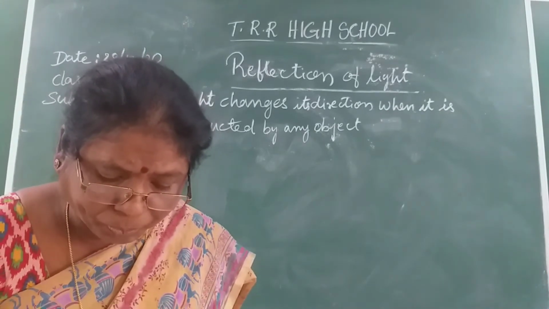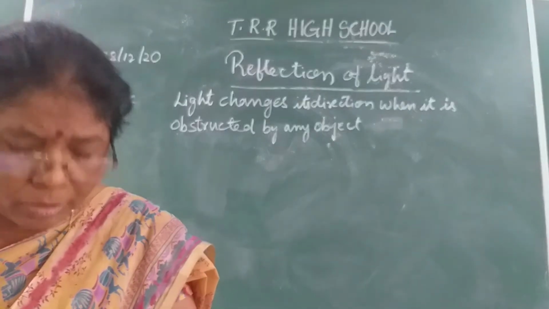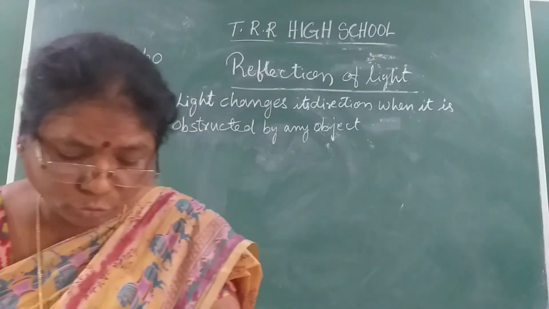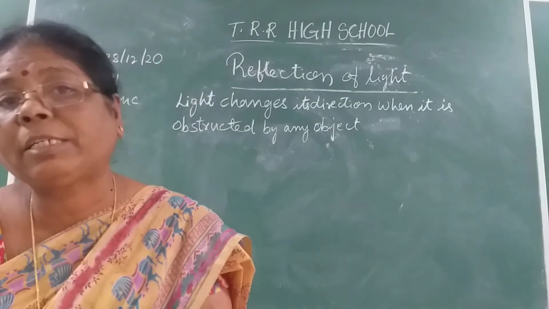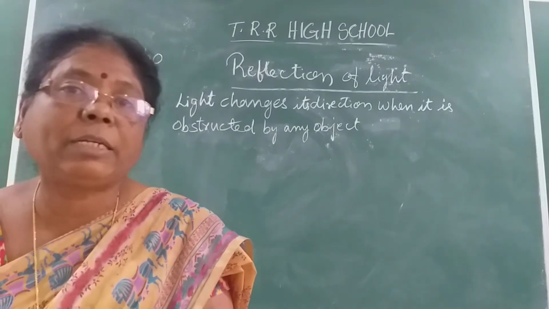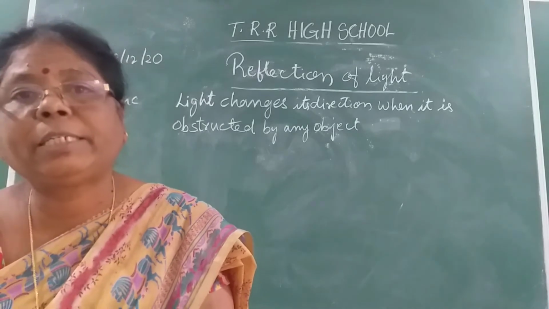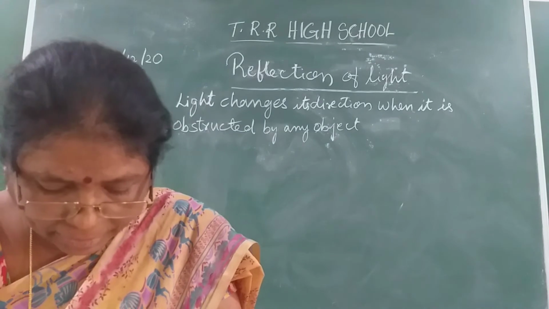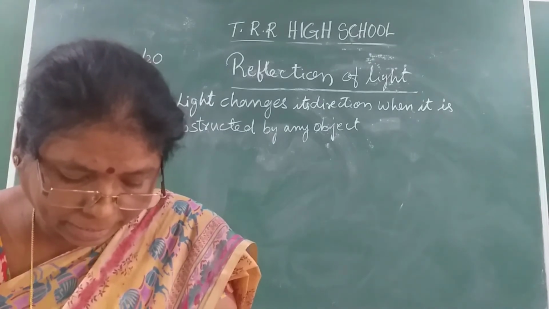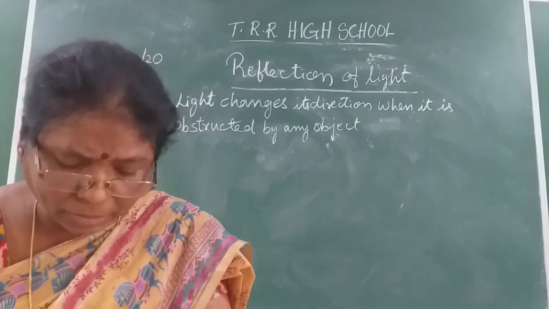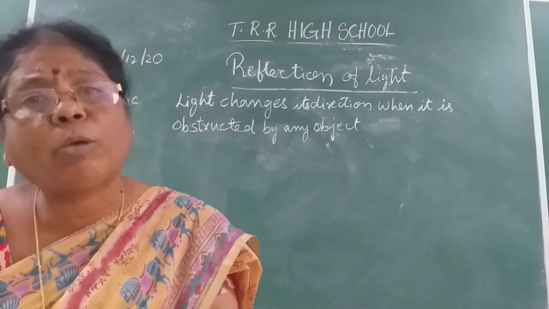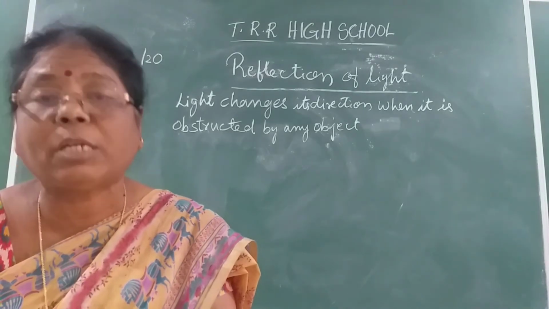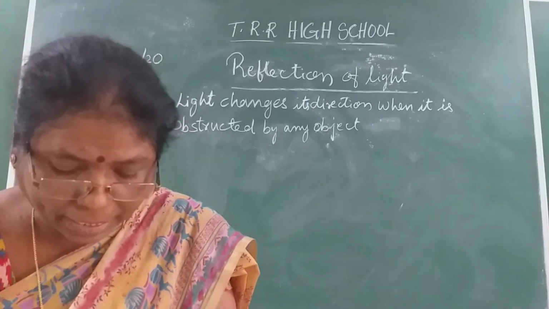Here, you drew some objects also in 6th class, and you noticed that the ray of light travels in a straight line. Always the light rays travel in a straight line. So here you know that when light falls on any object, it will be reflected on the surface of that object.